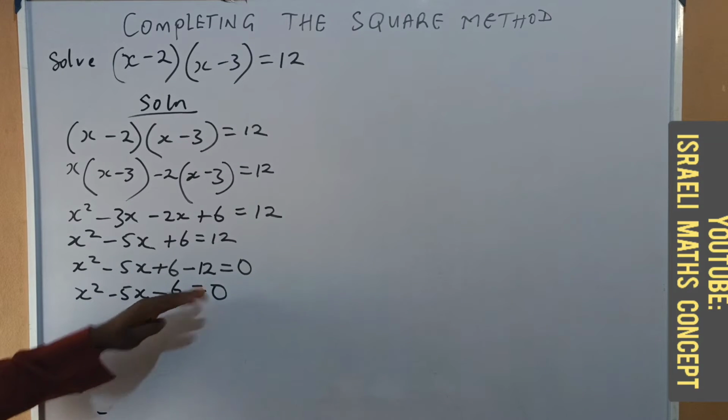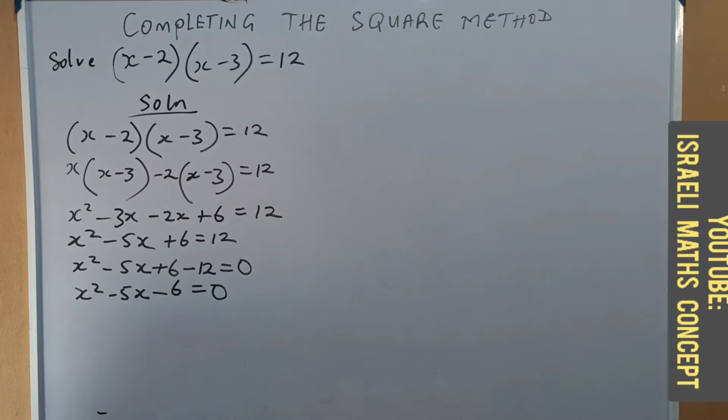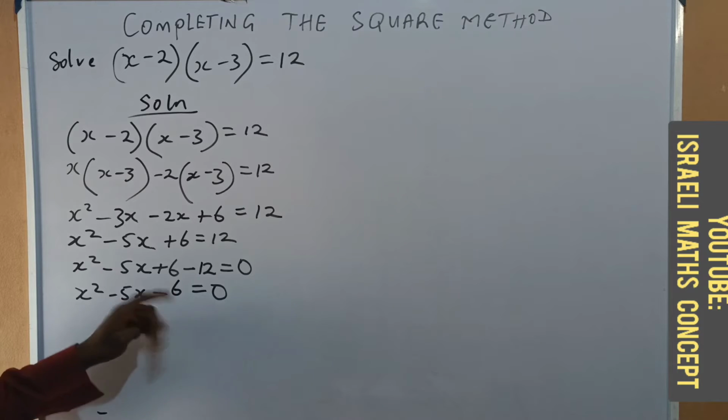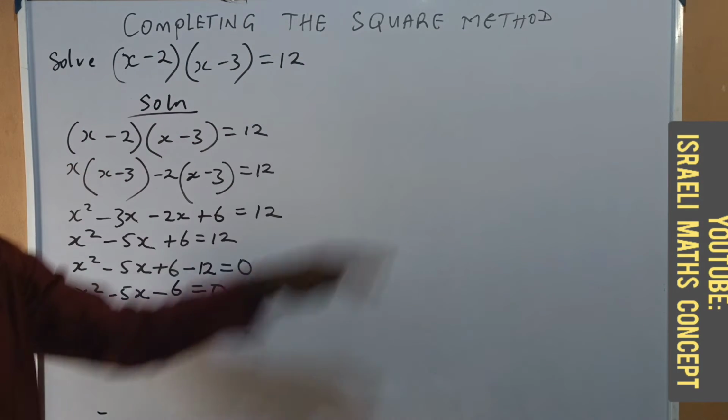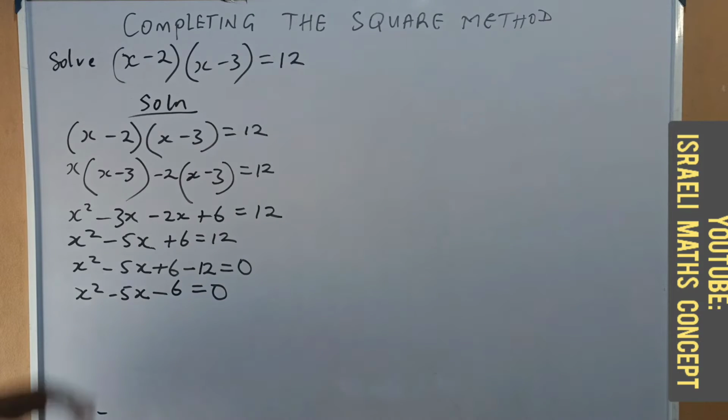Therefore, this given equation is a quadratic equation. Why? Because the highest degree of the unknown variable x here is 2. Hence, we solve this given quadratic equation using completing the square method. Let's begin with the solution. How do we solve this given quadratic equation using completing the square method?